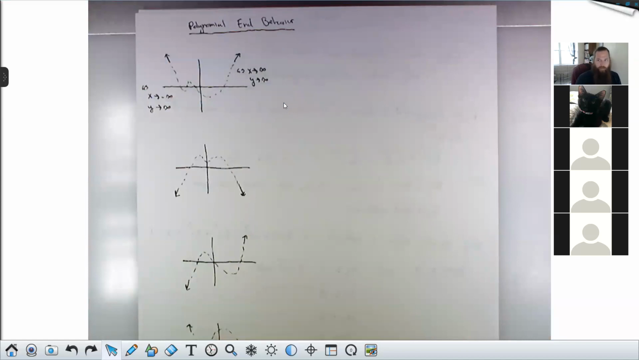Really simple. One of our parent functions. X squared? Hell yeah, x squared, right? X squared points up on both sides. So does x to the 4 and x to the 6 and x to the 8. The degree for all of those is even. And the lead coefficient for all of those is 1, which is positive. And it turns out those are the things that you need in order to identify polynomial end behavior.